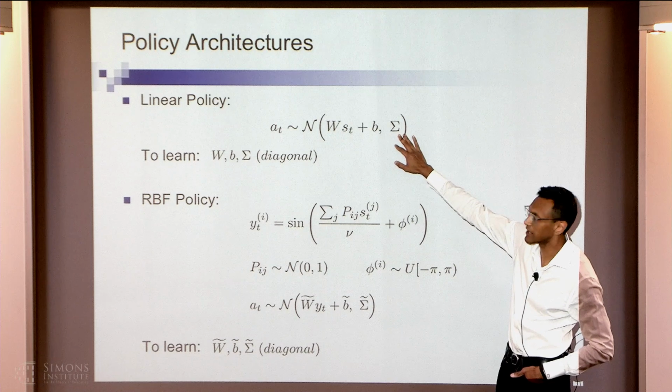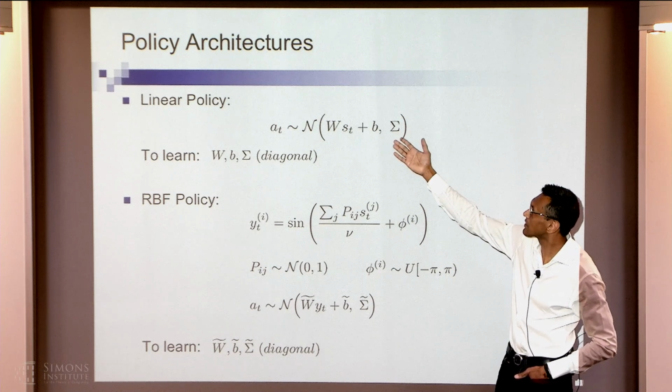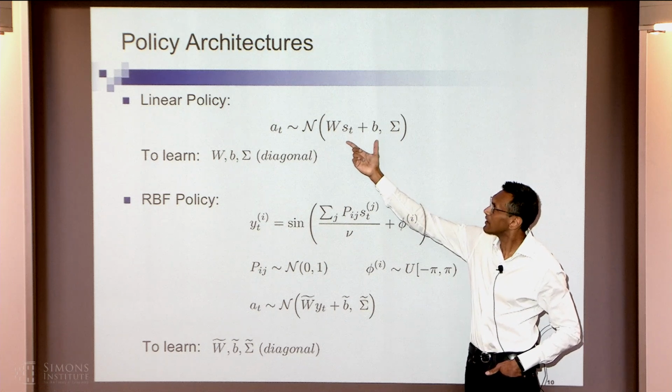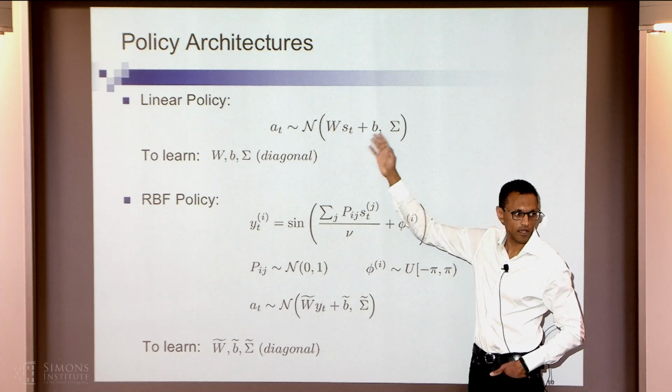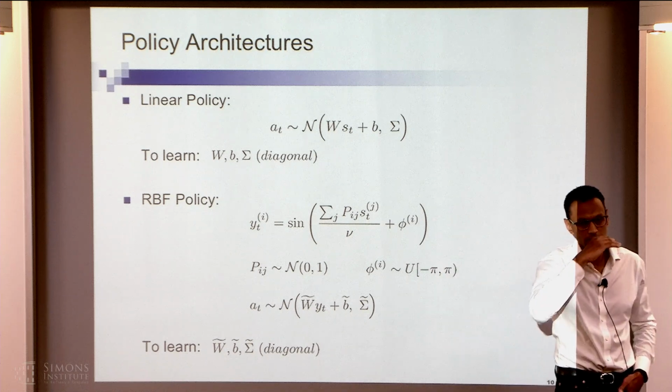So we have some covariance matrix, which is diagonal. That's how they train even the neural network controllers. They have some function approximator, and then they have some diagonal covariance matrix to make it stochastic. Okay, and then you just take your policy gradients.